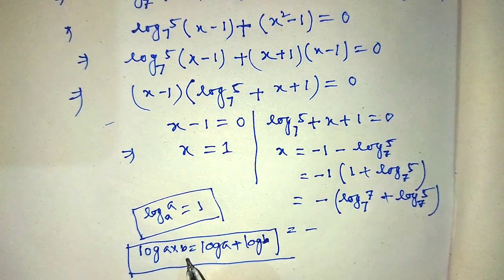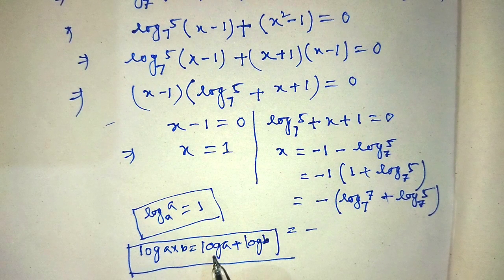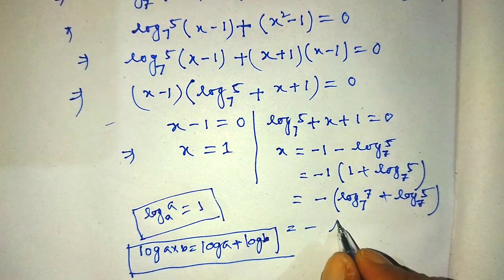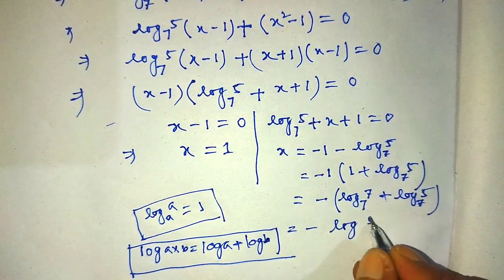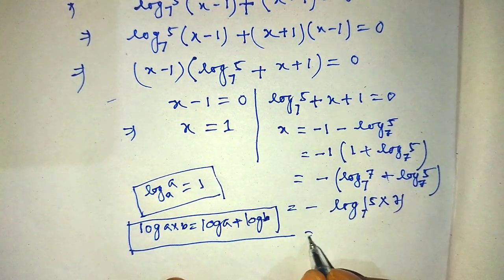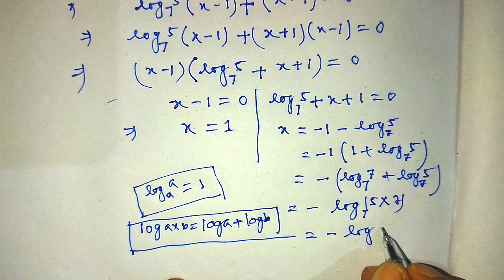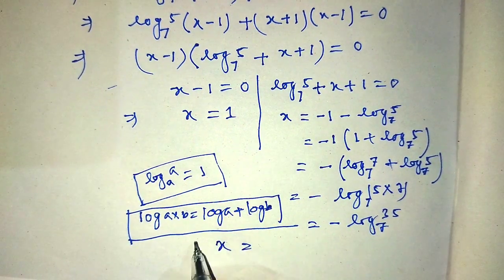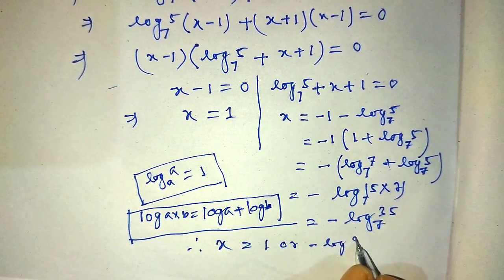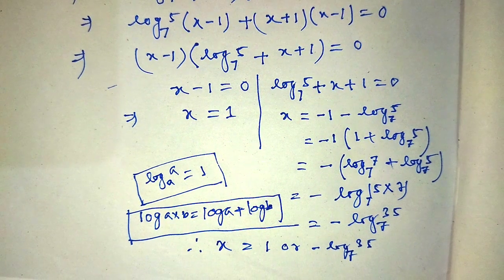Now we can apply the formula log of a into b is equal to log a plus log b. After applying this formula on this expression, we can write log of 5 into 7 to the base 7, so it will be minus log of 35 to the base 7. Therefore the value of x is equal to 1 or minus log of 35 to the base 7. So our answer is complete.